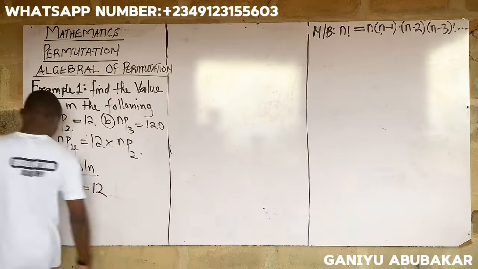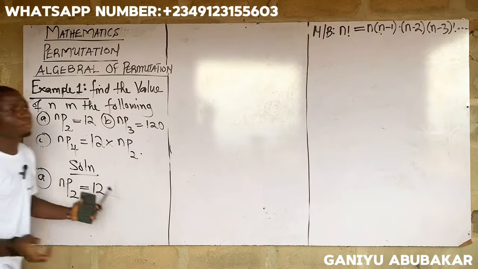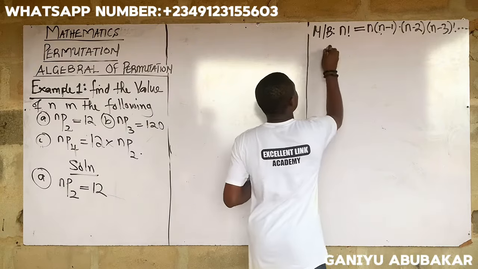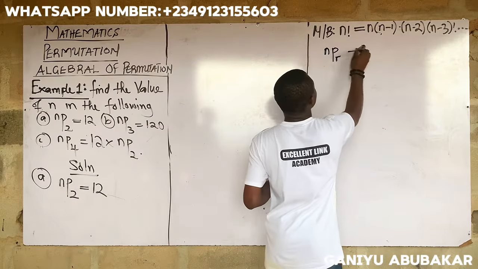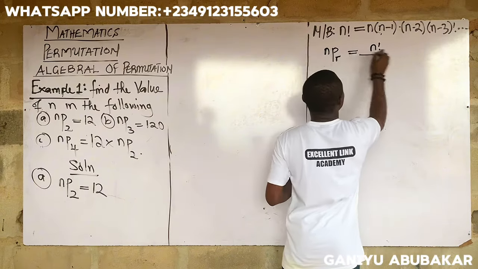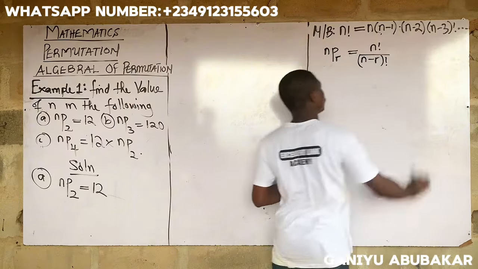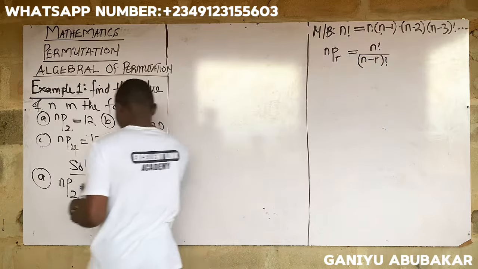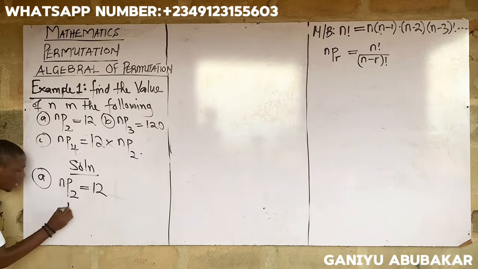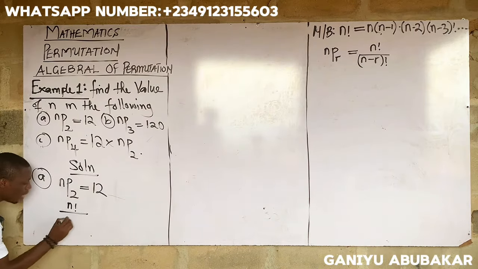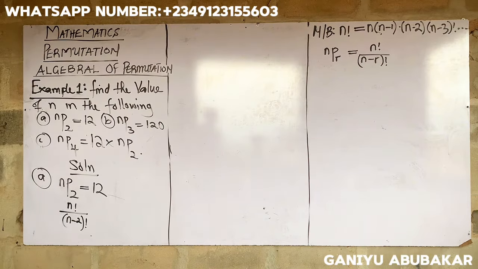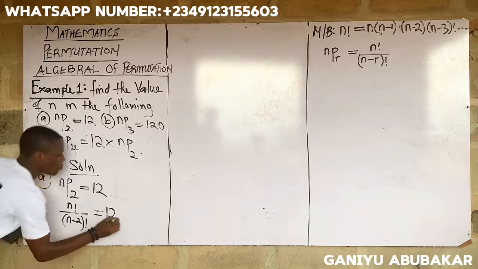Let's solve this, please. From our concept of permutation, we said if I have n permutation r, this is equal to n factorial over n minus r factorial. True. Apply this technique here. This becomes n factorial over n minus 2 factorial, my r here being 2. I have this being equal to 12.